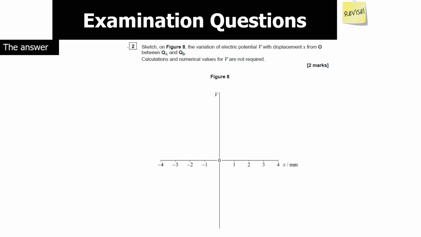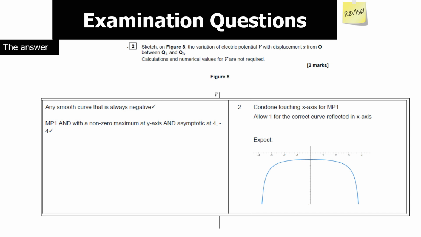Right, so how do you answer this particular question? Well, you've got to be aware that the electrical potential will always be a negative value, and that's a very important idea because they're attracting each other. So at that point there's going to be a smooth curve, which is always negative, and there's going to be a non-zero maximum at the y-axis, and it's going to be asymptotic at about 4 and minus 4.